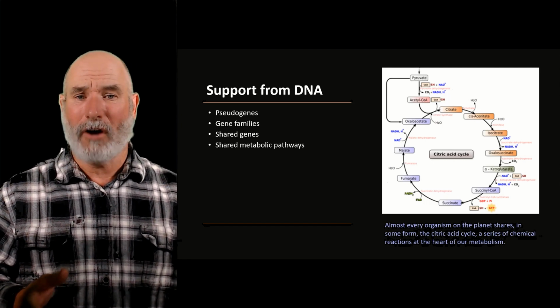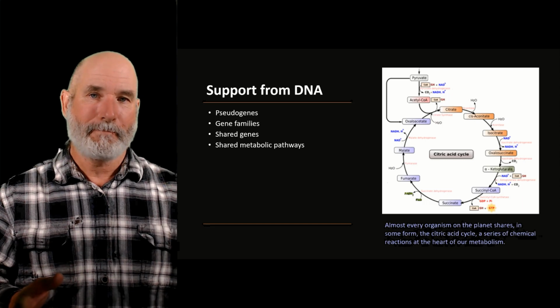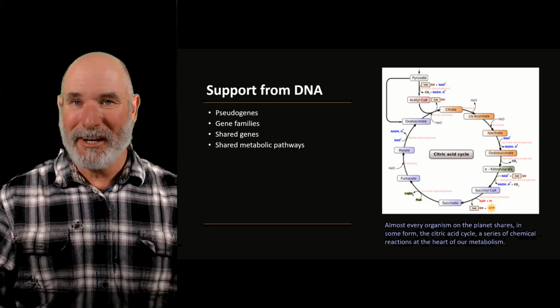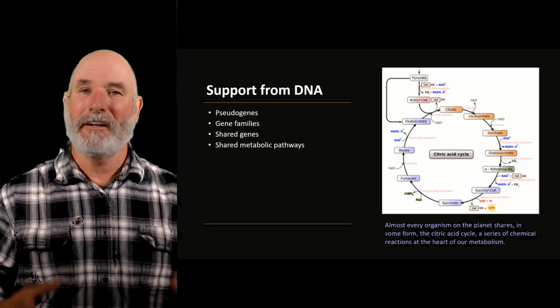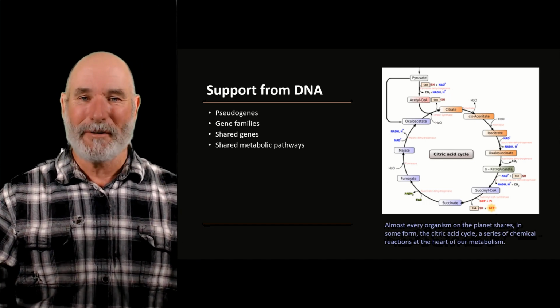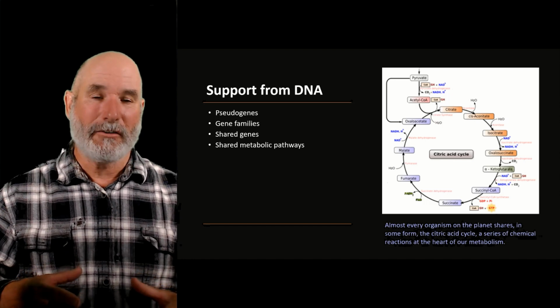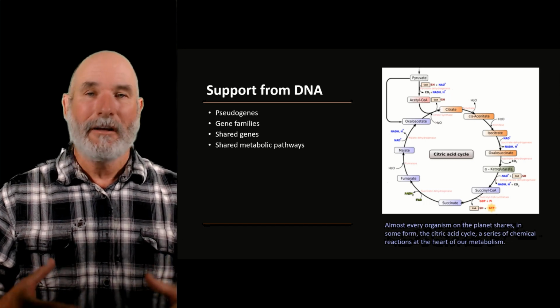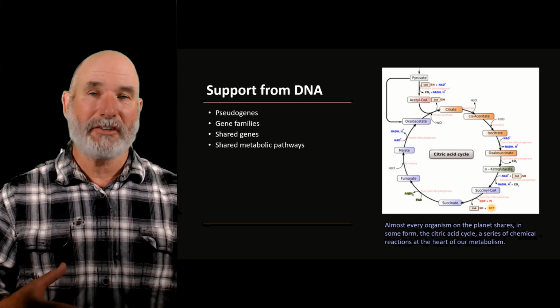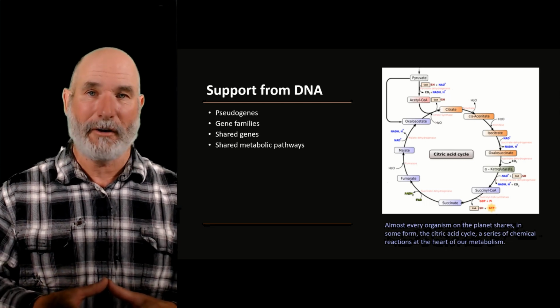And if you look at a dolphin or a whale, guess what? They also have those same pseudogenes to detect odors, but they've all mutated. None of them work. So dolphins can't detect any odors in their environment. Okay, so we got the pseudogenes, and the more of these we share in common, the closer we are related to each other. We have shared gene families, shared genes, and shared metabolic pathways.